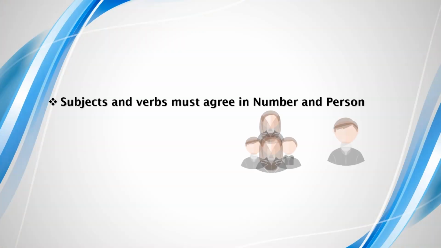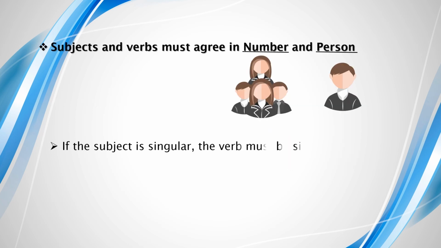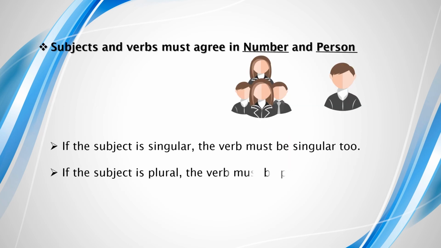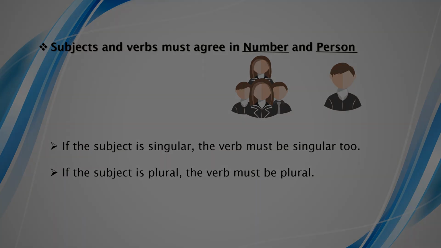Now, a verb must agree with the subject in number and person. Suppose the subject is singular, then the verb will also be singular, and if it is plural, the verb will also be plural, like you can see over here. So now, a singular subject will start with a singular verb.